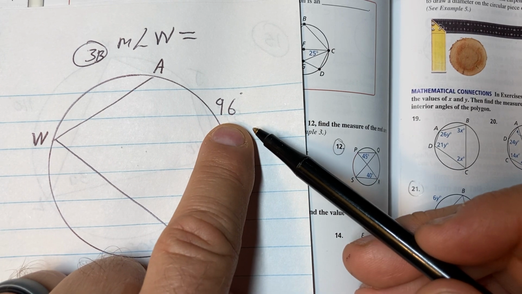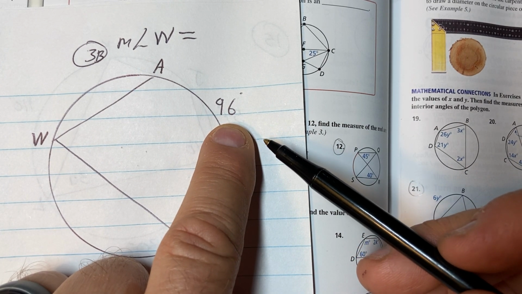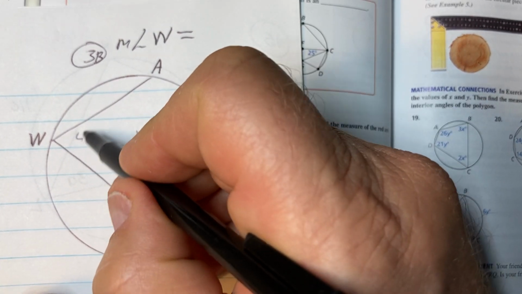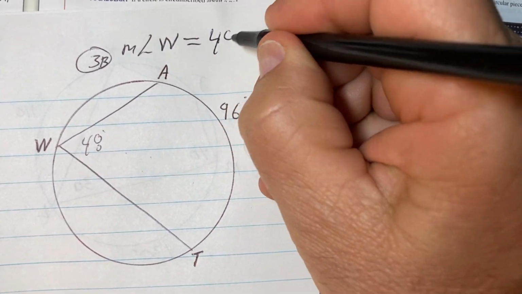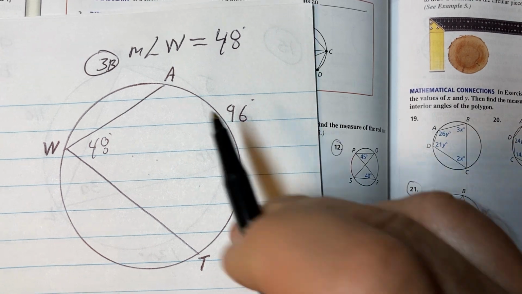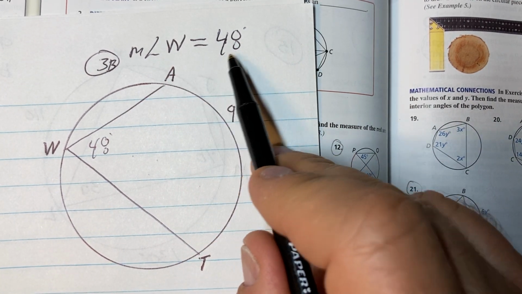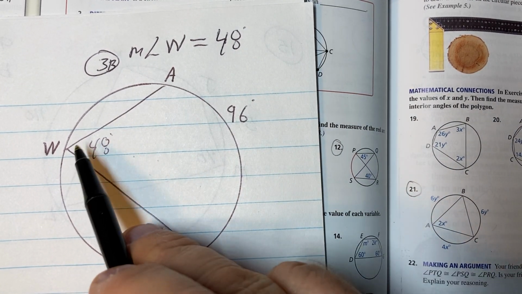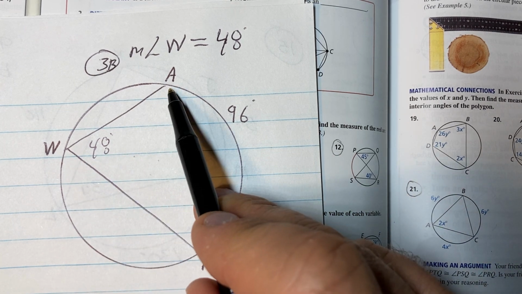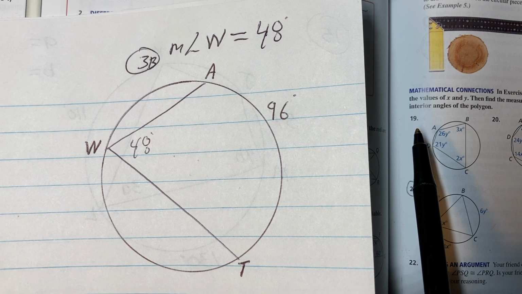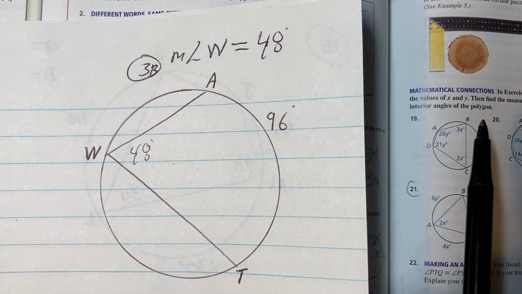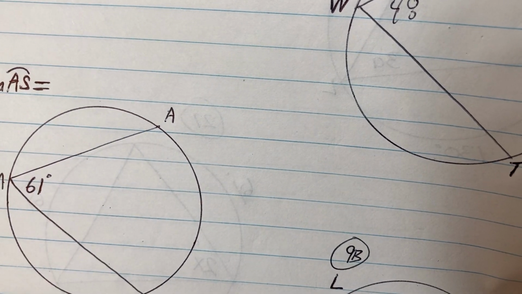What's half of 96? 48 degrees. The measure of angle W equals 48 degrees. You can also call it angle AWT if you wanted, but in this case, you can get away with just one letter. Okay. Next.